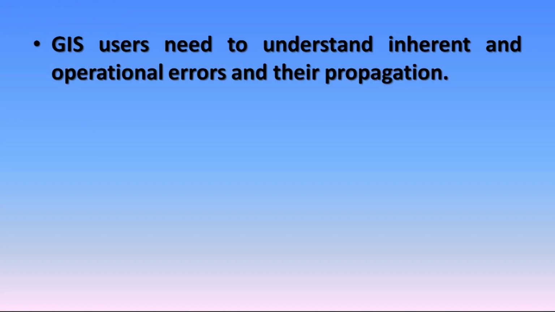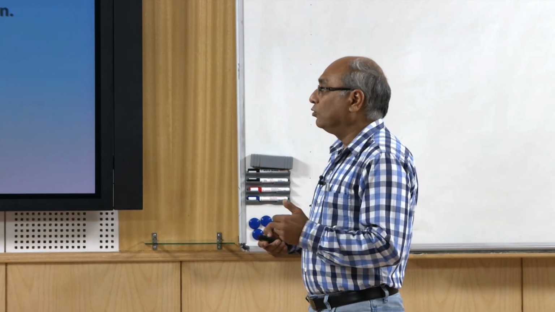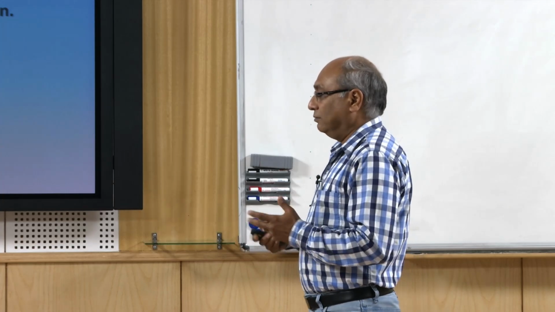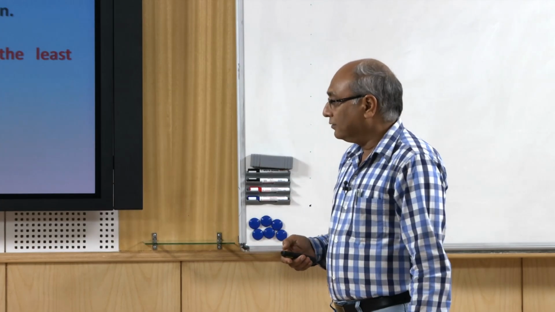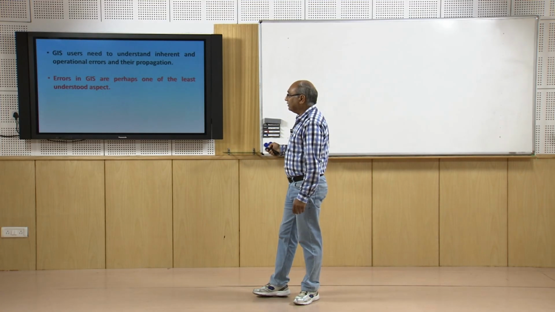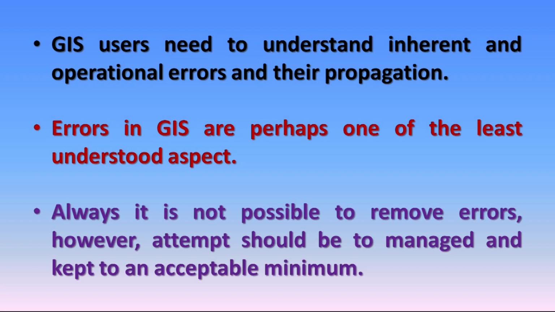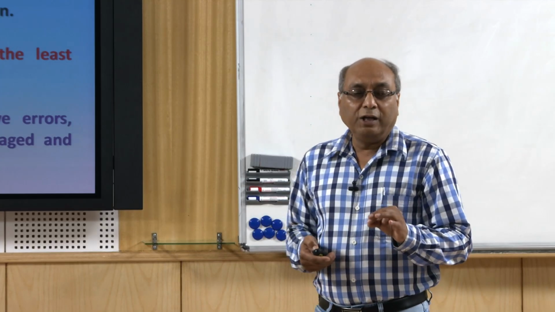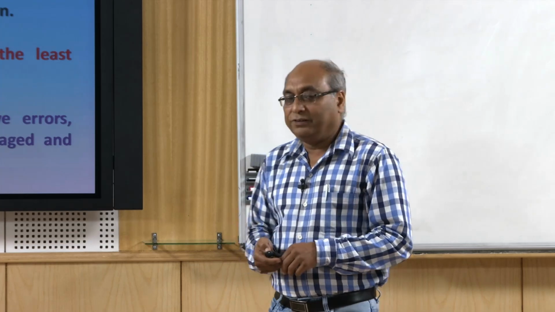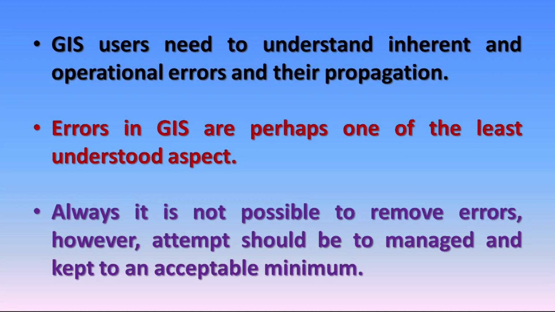Operational errors are committed by the GIS users. So those things should be kept at a minimum, because you know error propagates in GIS. And this is what I have also mentioned in the beginning, that errors in GIS are perhaps one of the least understood aspects. And that is why in literature, many books on GIS will not have even a chapter on errors in GIS. So that is the least understood and least discussed part of GIS.